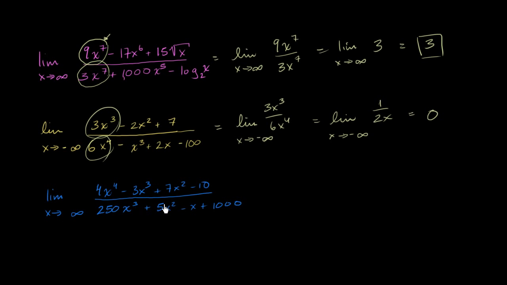Now let's think about this one. What is the limit of this crazy function as x approaches infinity? Well, once again, what are the dominating terms? In the numerator, it's 4x to the 4th. In the denominator, it's 250x to the 3rd. These are the highest degree terms. So this is going to be the same thing as the limit as x approaches infinity of 4x to the 4th over 250x to the 3rd.